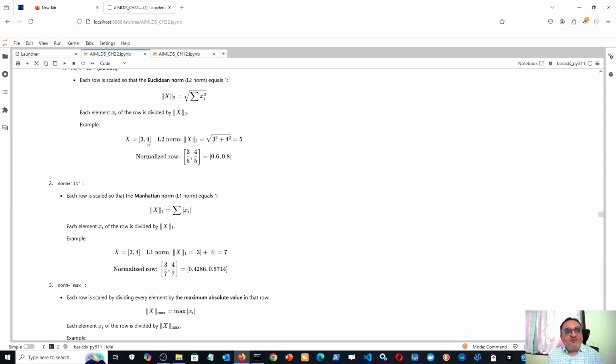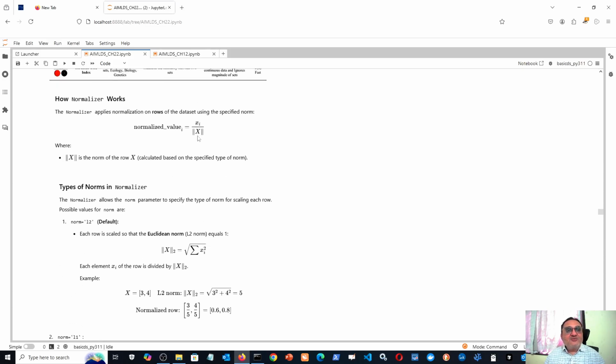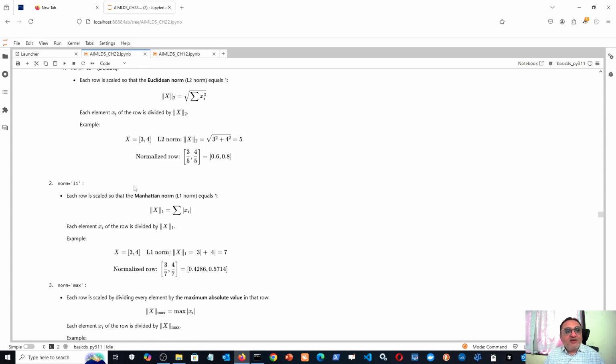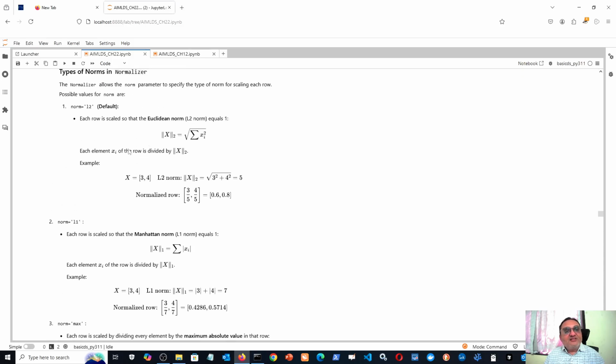For example, suppose x is 3, 4. Then the L2 norm will be equal to under the root 3 square plus 4 square. And this is one row. Remember, this is not one column. And therefore this vector 3, 4 will now be divided by this magnitude x2, because that is the definition: you take each observation and divide it by the magnitude. So the magnitude in L2 normalization is the Euclidean distance. Therefore 5, so 3 by 5, 4 by 5, right? But if it is L1, then it is the Manhattan distance, and Manhattan distance is the simple sum of the two distances.